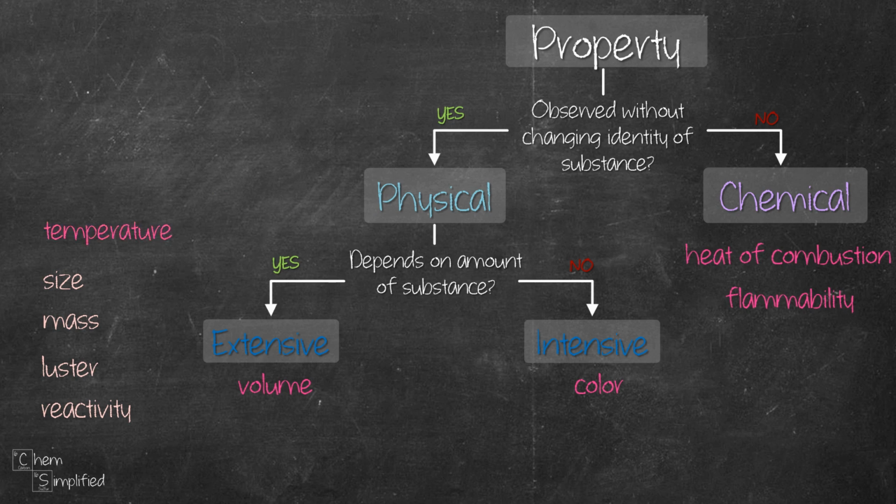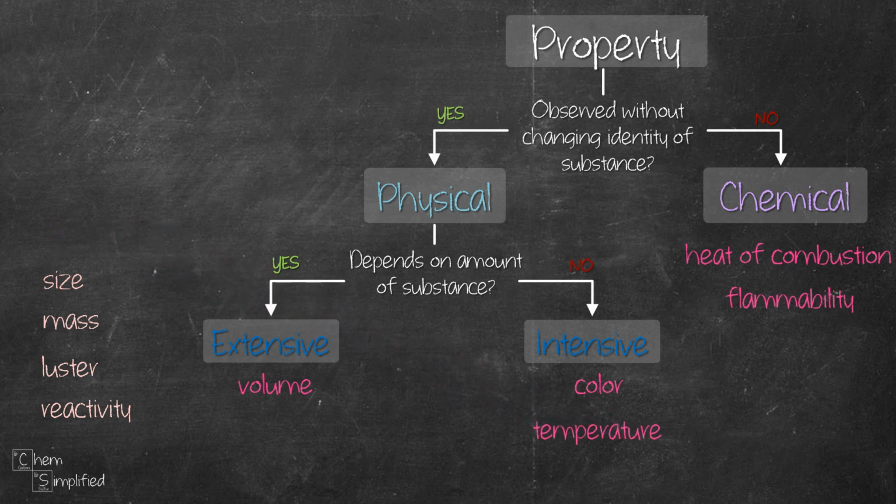Temperature of a substance in a reaction vessel can be measured without having the substance change its identity. That makes temperature a physical property. Now, if the content of the reaction vessel is split into two separate containers, the temperature in both the containers will be the same. That means temperature doesn't depend on the amount of substance, and that makes it an intensive property.